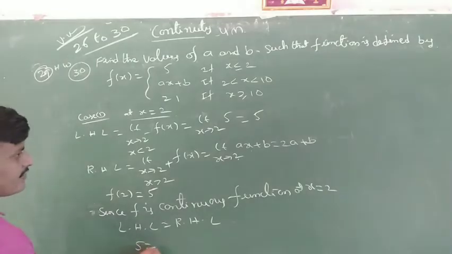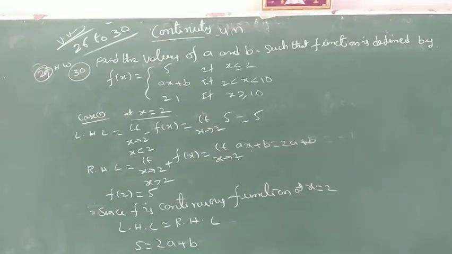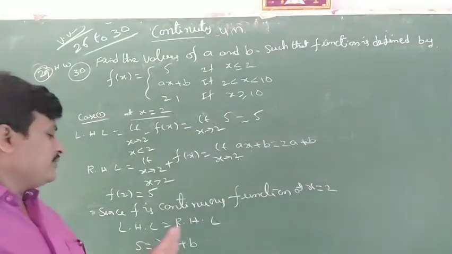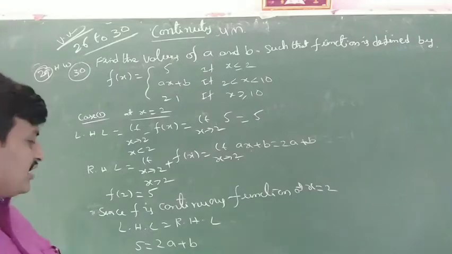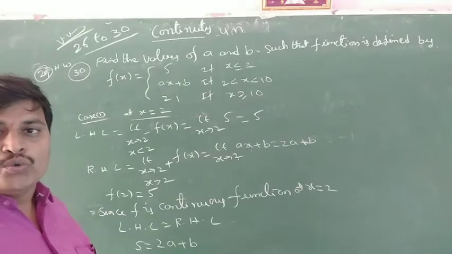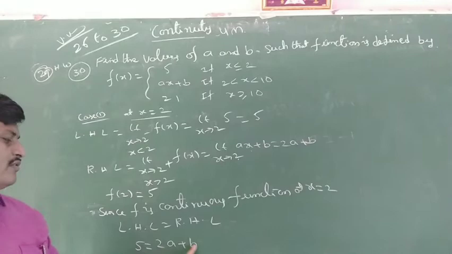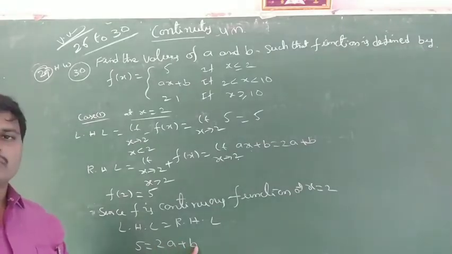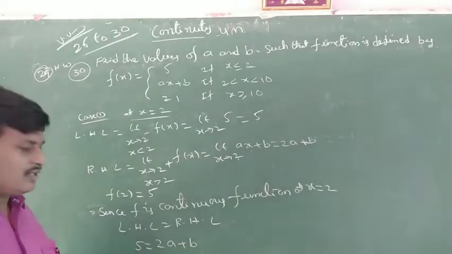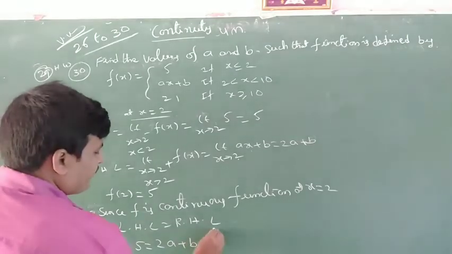The LHL value 5 is equal to 2a plus b. So 5 is equal to 2a plus b. We cannot find A and B from this alone because there are two variables. Two variables require two equations, because we want two values. So we have to solve two equations to find the A and B values. This is case 1.